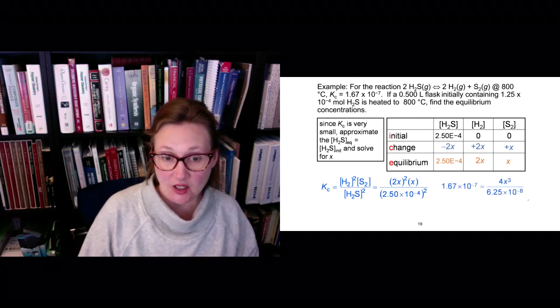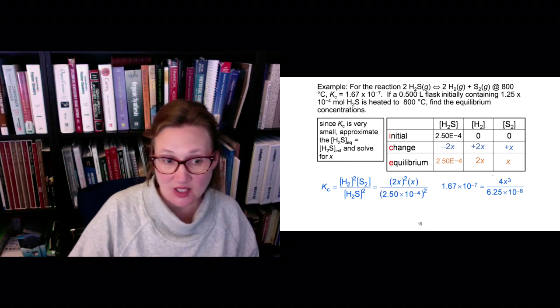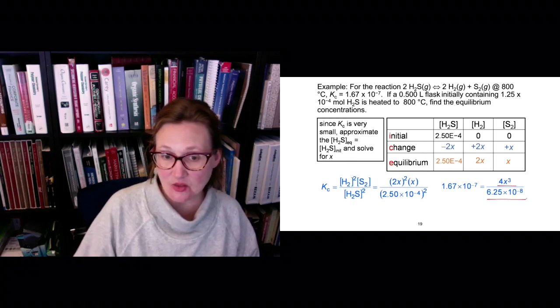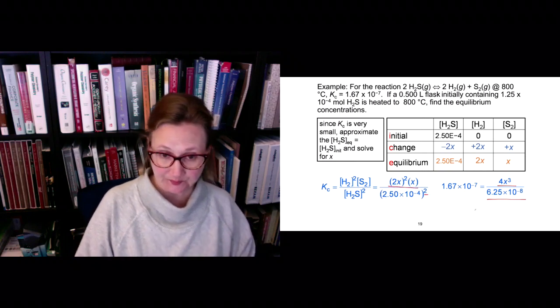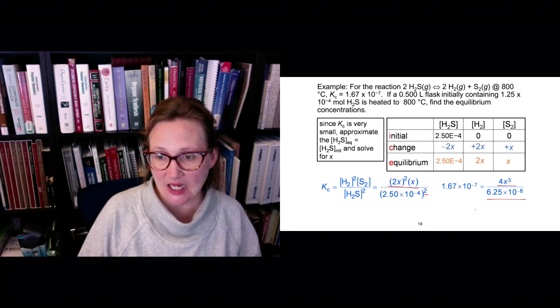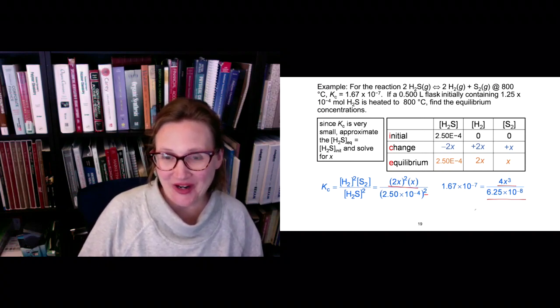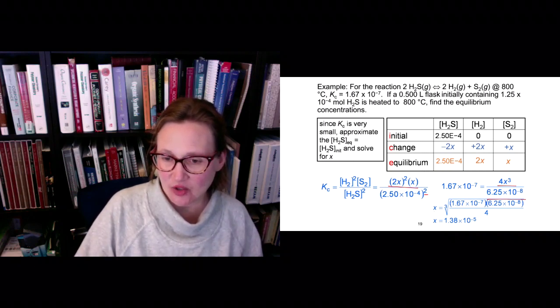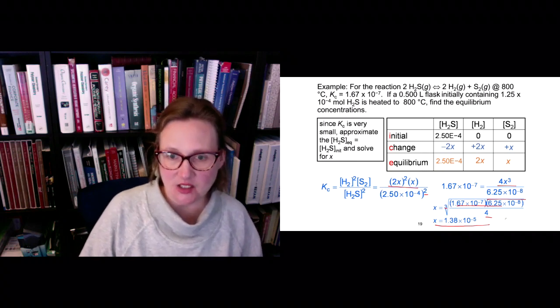When we do that, we get 1.67 times 10 to the minus 7, and that's equal to 4x cubed over 6.25 times 10 to the minus 8. Essentially, I put these together and squared that value. Now we can just multiply times 6.25 times 10 to the minus 8, divide by 4, and take the cube root of that to solve for x, and we get 1.38 times 10 to the minus 5.